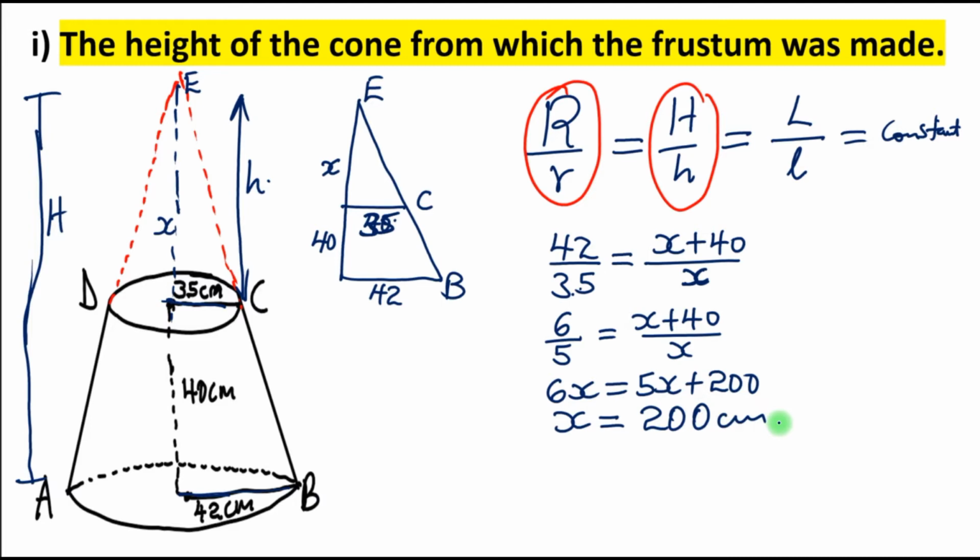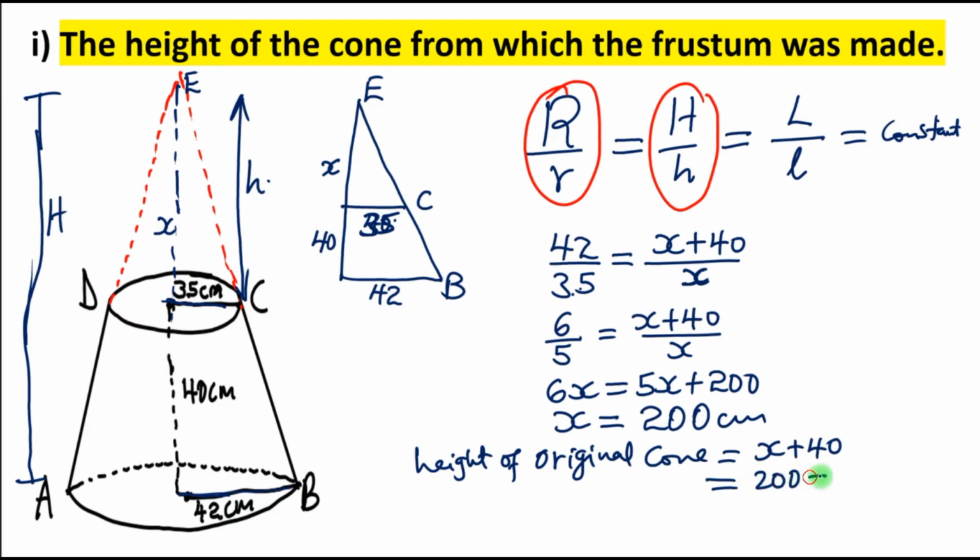Therefore, the height of the original cone from which the frustum was made will be x plus 40, which is 200 plus 40. We end up getting 240 centimeters. That's capital H, the height of the cone from which the frustum was made.